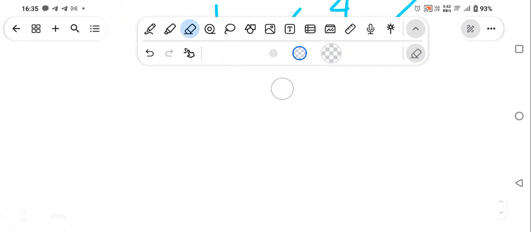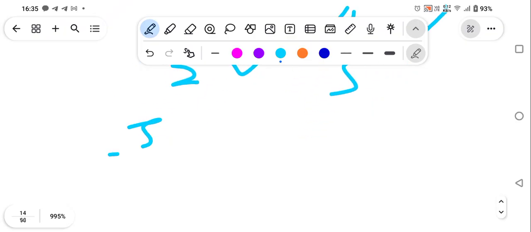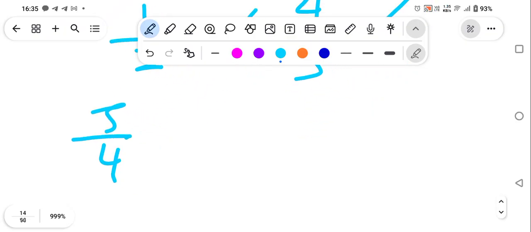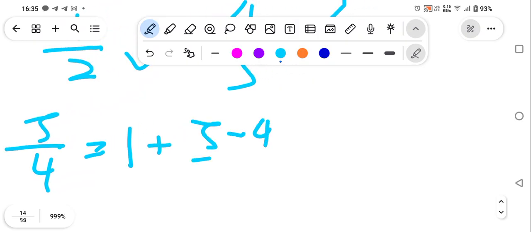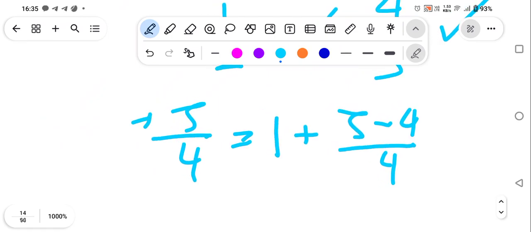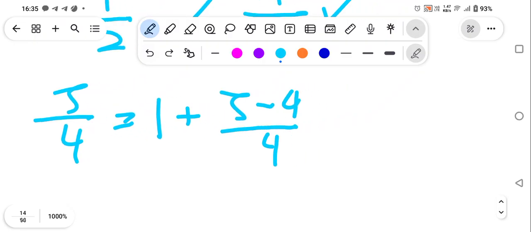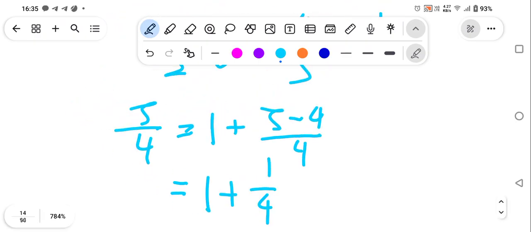So we have these fractions. We also know that 5 over 4 can be written as 1 plus 1 over 4. Why? Because the top, 5, is greater than the 4. So this means that we can split and get the 1. So we have 1 plus 1 over 4. So this is a fraction.